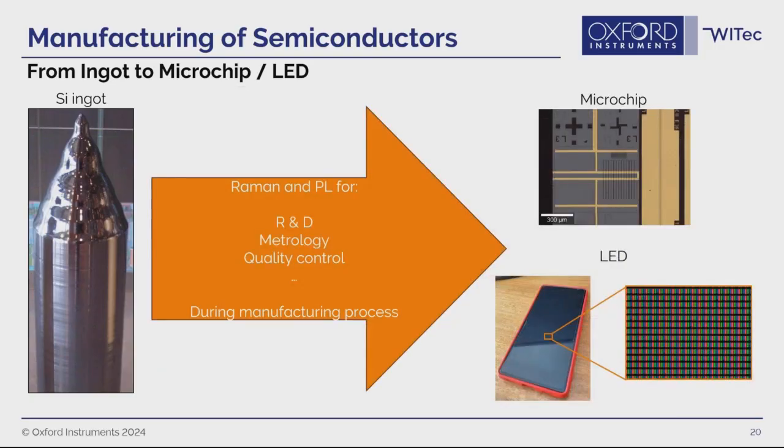The following slides will show you application examples from various steps throughout the manufacturing process. This will demonstrate where we can support customers from industry and academia in, for example, R&D, metrology, and quality control. The examples will cover full wafer imaging, epitaxy characterization, defect characterization, and fully processed devices.